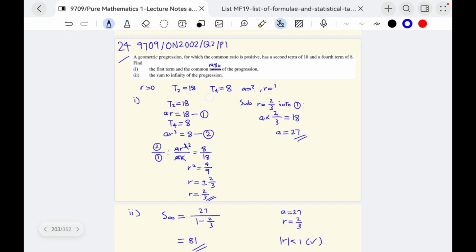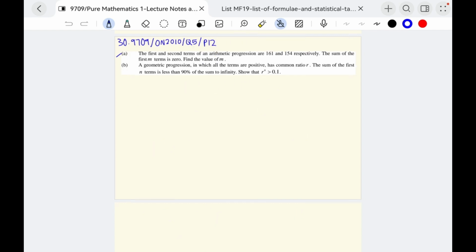So that's all for this question. Now let's move on to the last question. All right, here comes the last question among the discussion for the exercises for chapter 6. Question 30 is a past question from 9709, October, November 2010, question 5 from paper 1-2.